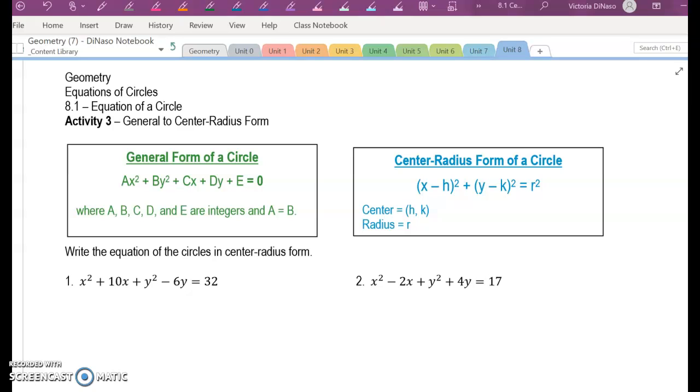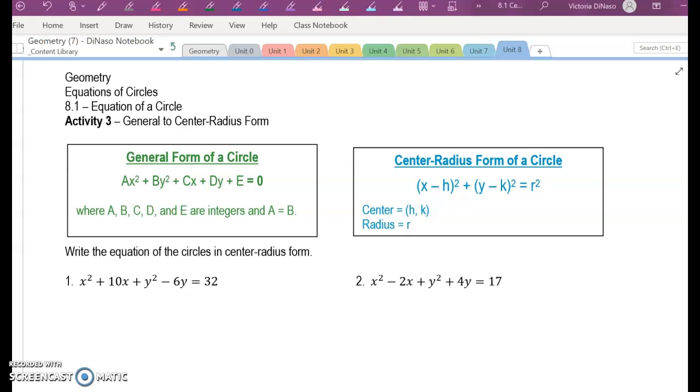Okay, so completing the square leads us into figuring out how to get the equation of a circle from what's called general form into center radius form. So all of these are in general form. General form for circles have two variables. They've got x and they've got y.